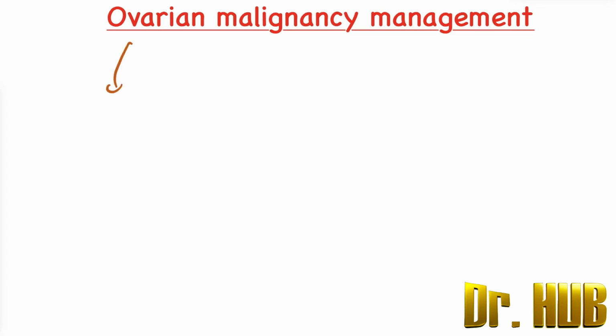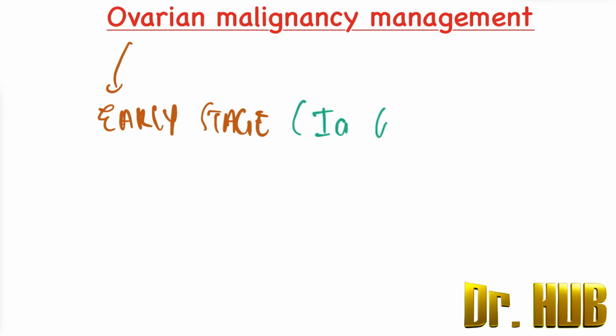Today we are looking at ovarian malignancy and its management. As we look at the management, there is an early stage. What is meant by the early stage? It means stage 1A, grade 1 and 2.